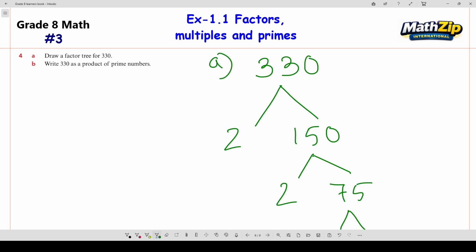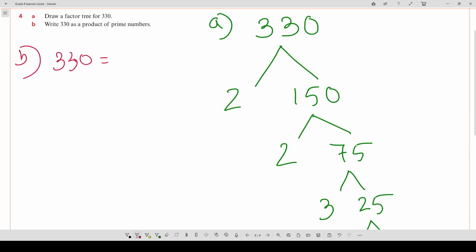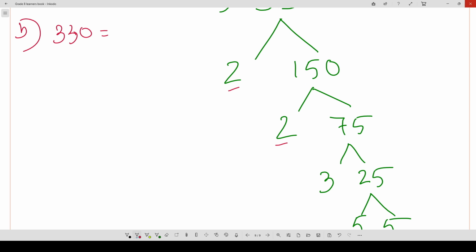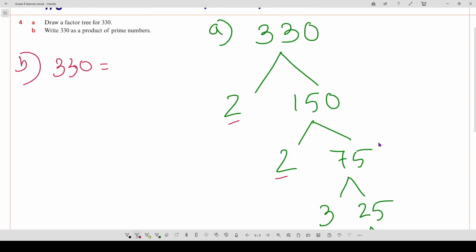It's question A. Question B, write 330 as a product of prime numbers. So this one is very simple. We will use just the endpoints. It means 2 once, 3 once, 5 once, 11 once. And this is the product of prime numbers for 330, and this one is a factor tree for 330.